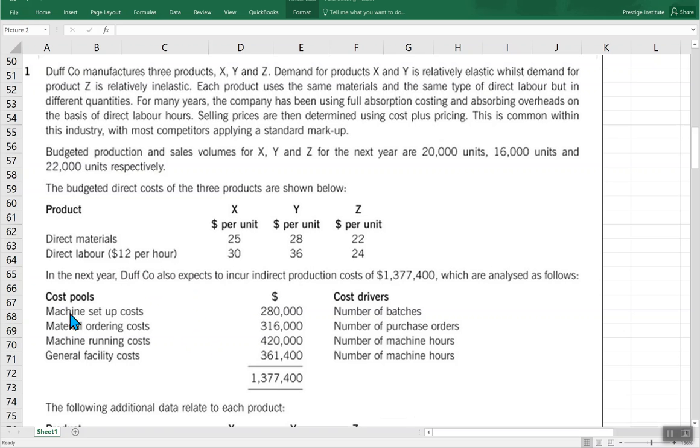We have 4 cost pools. We have machine setup cost of 80,000, and the cost driver for this is the number of batches. Sometimes the driver will be told, sometimes it will not be told, but it will not be very difficult to pick which driver relates to which if you work on a few questions. We have material ordering cost, which is 316, and purchase orders relate to this. And then machine running cost 420, machine hours relate to this one. And then general factory cost 361,000, and machine hours relate to this one as well. Overall, the total overheads is 1.3 million.